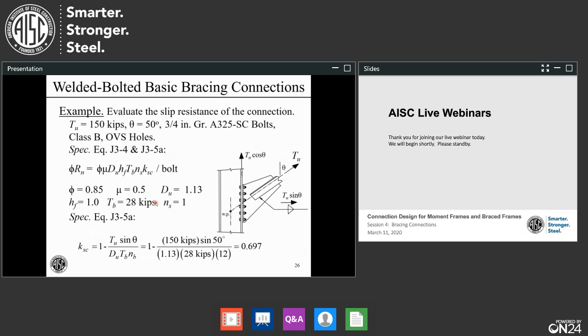So let's do a quick example. Mostly today we're looking at selected limit states, just the ones that are not super obvious, because we just don't have time to go through all of them. We'd be here until tomorrow trying to get through all the limit states for some of these connections.